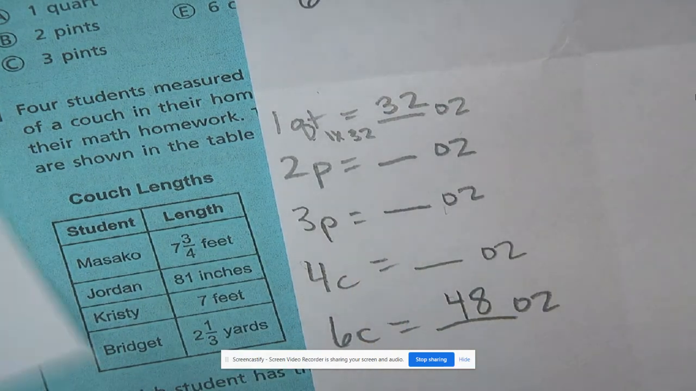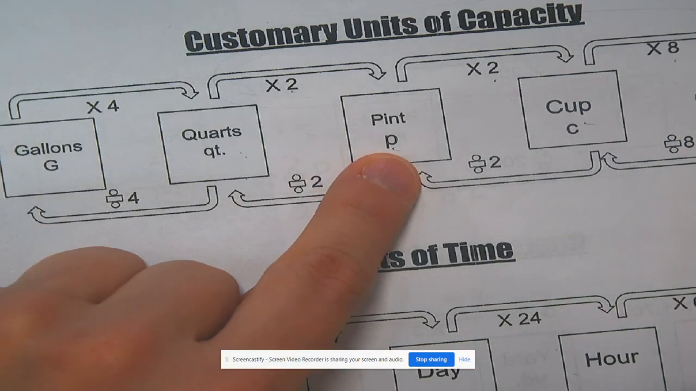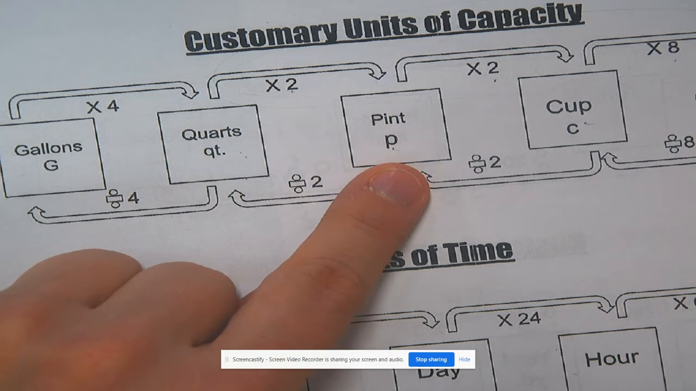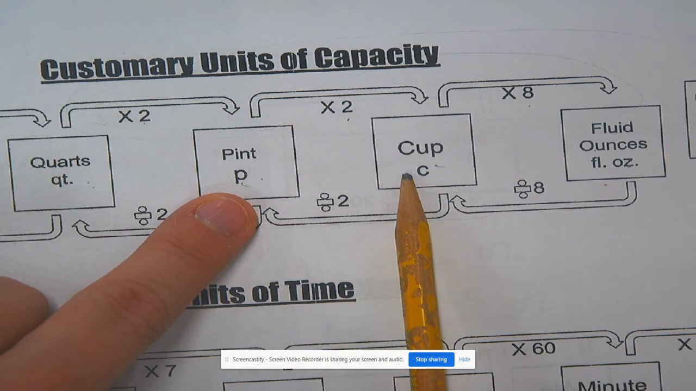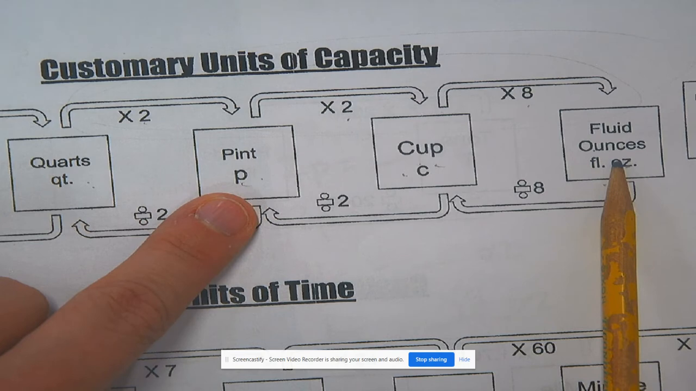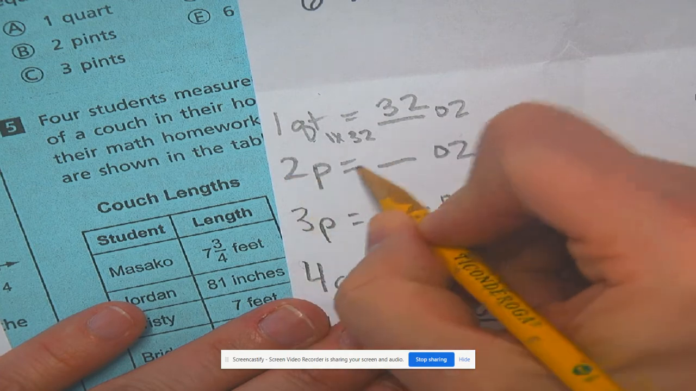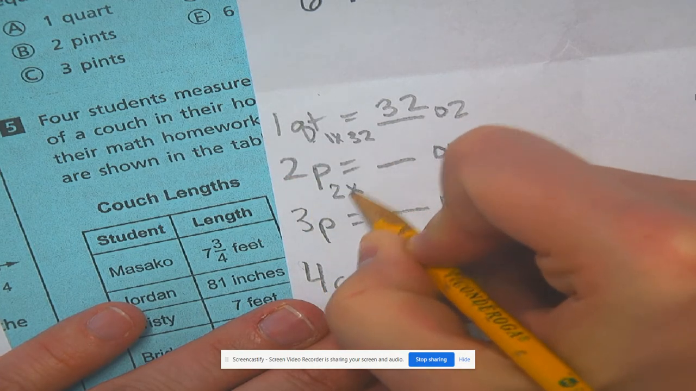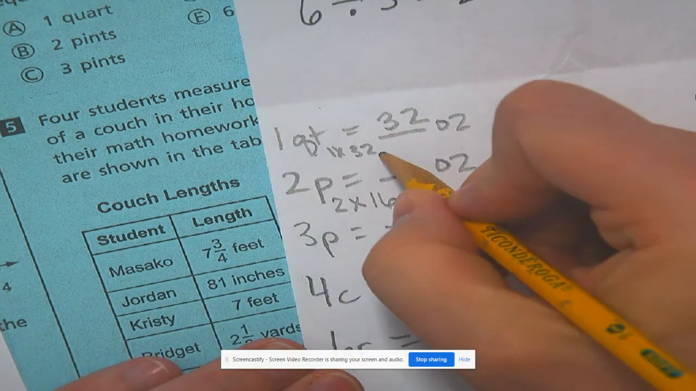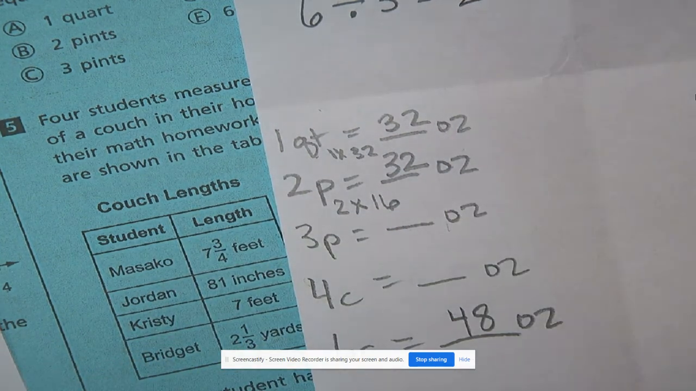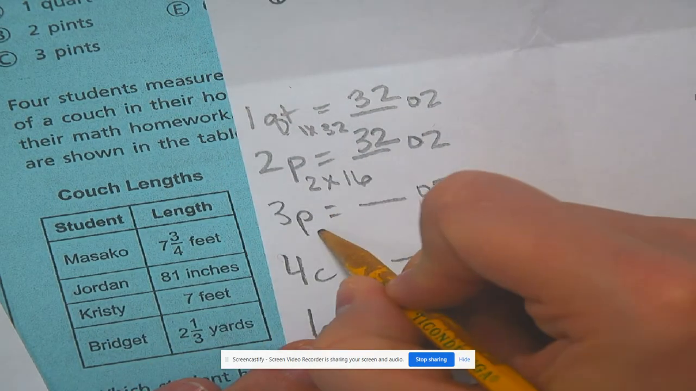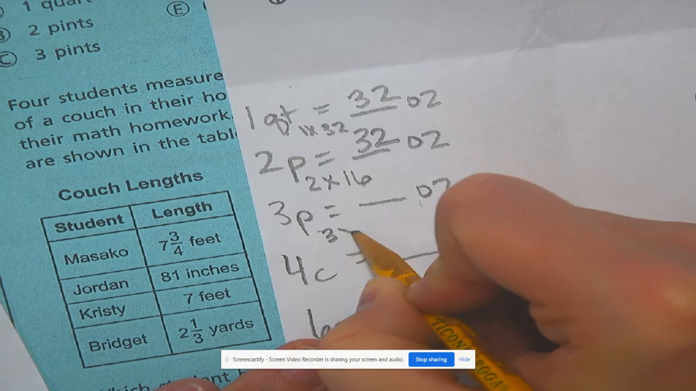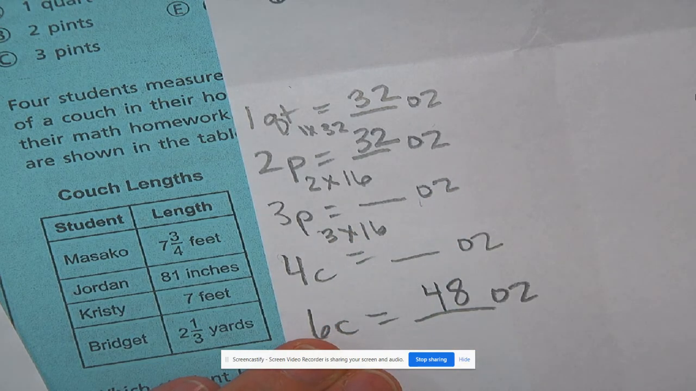Okay, how do I go from pints to ounces? Why'd you get times by 16? Because pints to cups, we times by 2. Cups to ounces, we times by 8. 2 times 8 is 16. 2 times 16, good, what is it? 32. Okay, 3 pints. Do I need to figure out how to go from pints to ounces? No, so 3 times 16. Oh, 48.